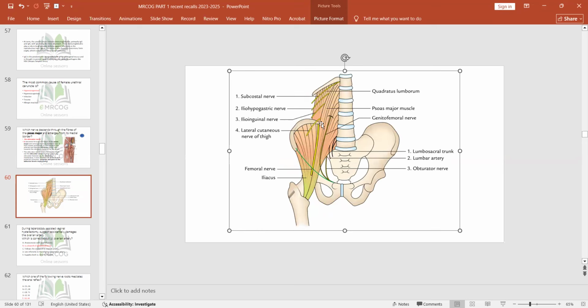Femoral nerve runs on its lateral surface. Obturator comes out from its medial surface. Genitofemoral pierces it and runs on the anterior surface. Iliohypogastric and ilioinguinal are very high up and they are not related to its lateral surface directly. The one that really runs on its lateral surface is the femoral.